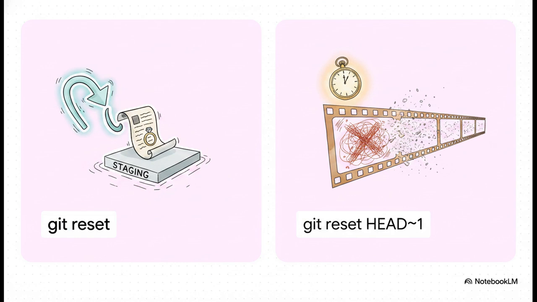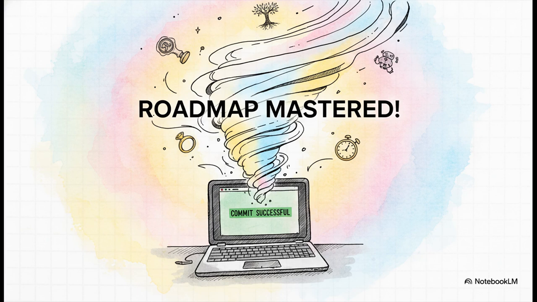But if you've already committed the error, making it part of the official timeline, you use git reset HEAD~1. This incredible command tells Git to rewind your project's master timeline back exactly one step. It effectively deletes that last official mistaken snapshot right out of existence. And just like that, we've wrapped up the core concepts.